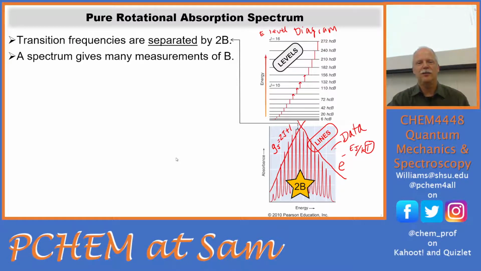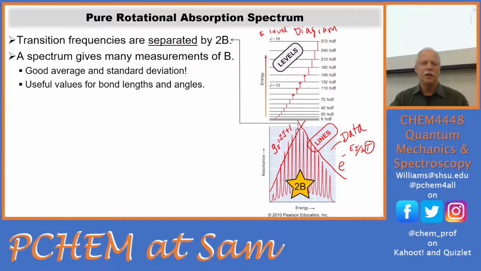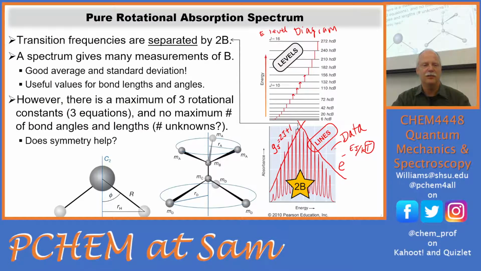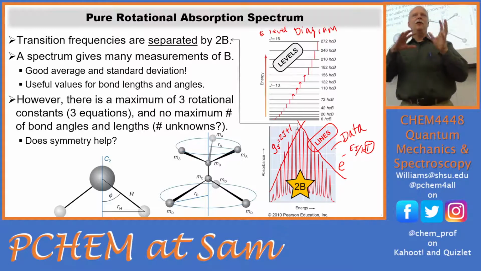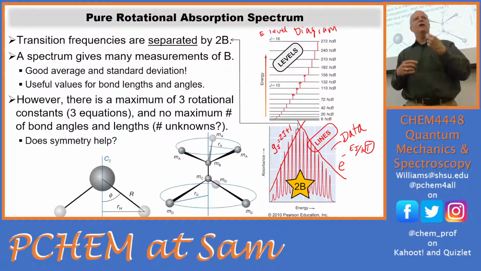So this spectrum also gives many measurements of B, because every one of those lines is spaced by 2 times the rotational constant, 2B. So since we have lots of measurements of B, we have a good average and standard deviation, and this gives us good bond lengths and angles. But there's a maximum of 3 rotational constants. If it's an asymmetric molecule, you have a rotation around X, rotation around Y, rotation around Z, and that'll give you 3 equations. But if you have more than 3 bond lengths and angles, you have way too many unknowns.